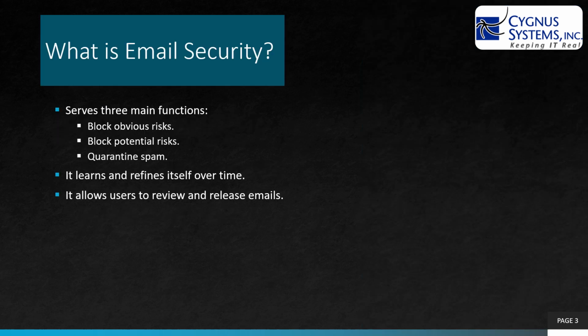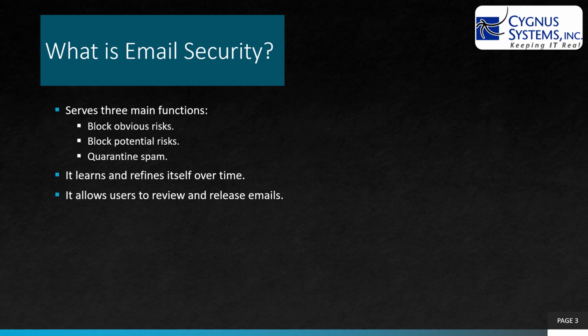An email security platform sits in between the public internet and your mail system, normally Microsoft 365 or Google's G Suite, and serves three primary functions. The first is to examine every email which is inbound to your mail system and block emails which contain obvious risks, such as emails containing malicious attachments or embedded malicious code.